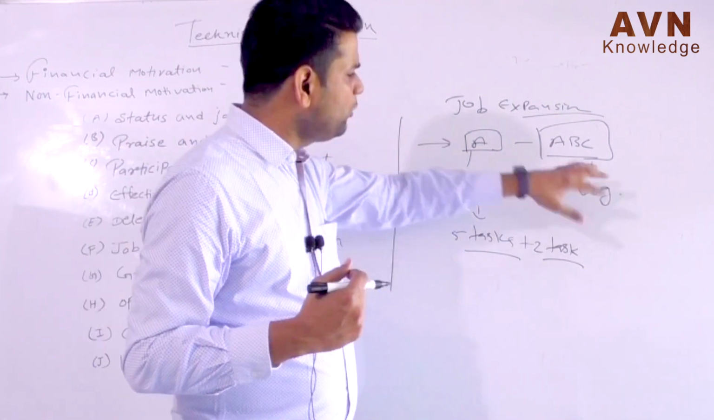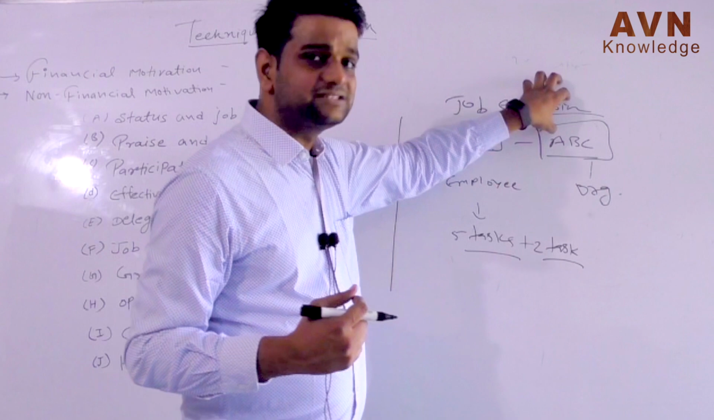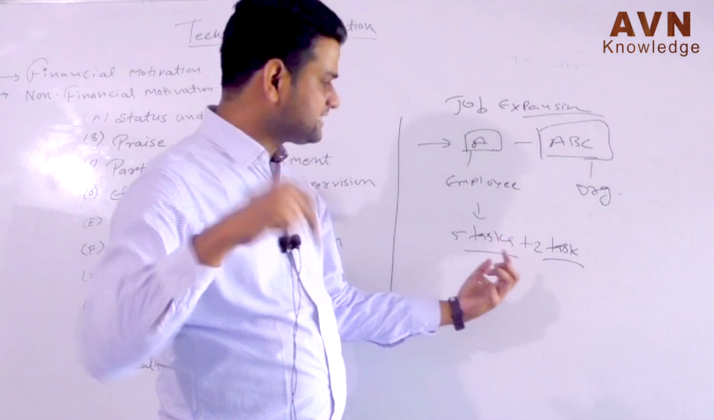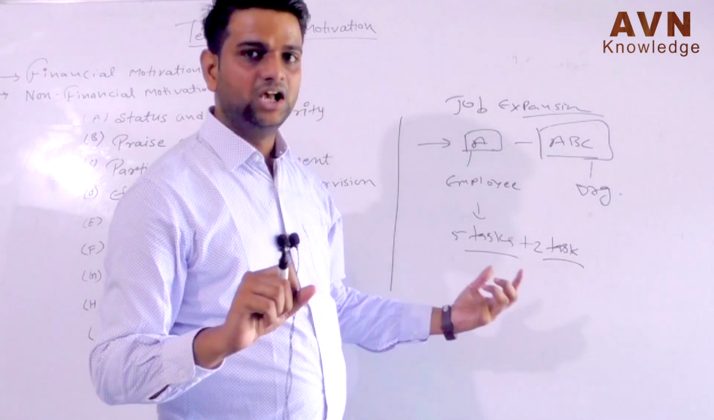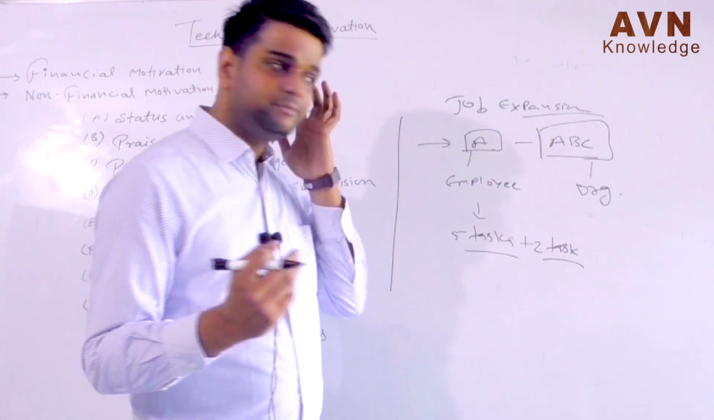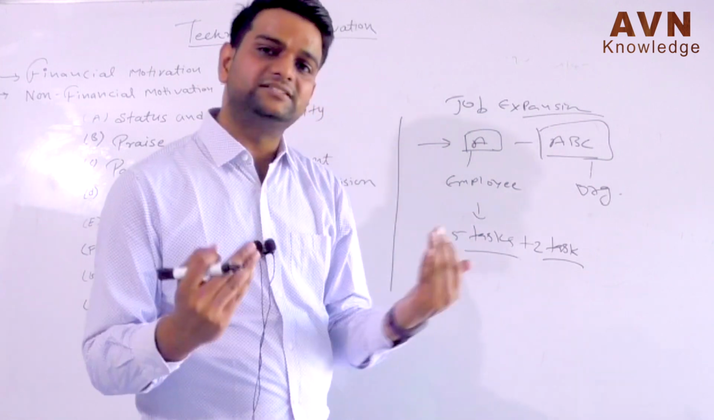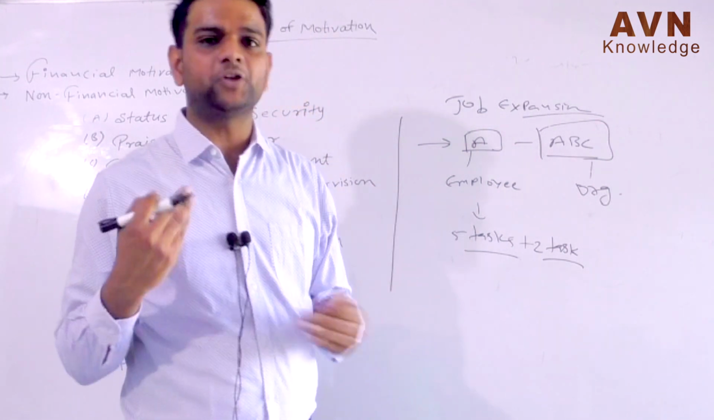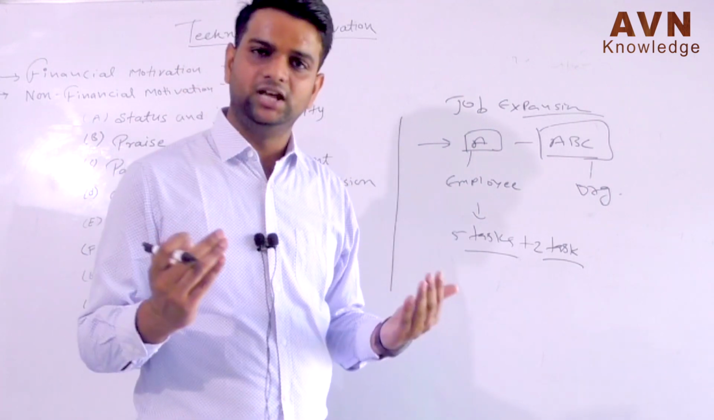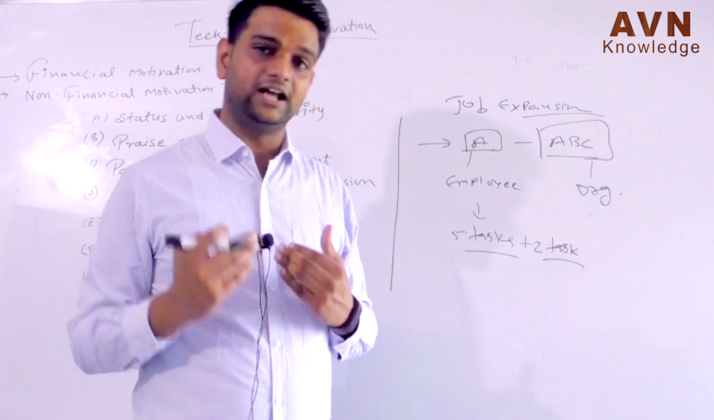So in that case, what happened? Job expansion. What was the earlier job? 5 tasks. What is this time's job? 7 tasks. So what happened here? Expansion of job. Expansion मतलब बढ़ावा कर देना, बढ़ोतरी कर देना. किस चीज में बढ़ोतरी कर देना? उसके टास्क में, उसको जो काम दिए गए थे उन कामों में बढ़ोतरी कर देना.